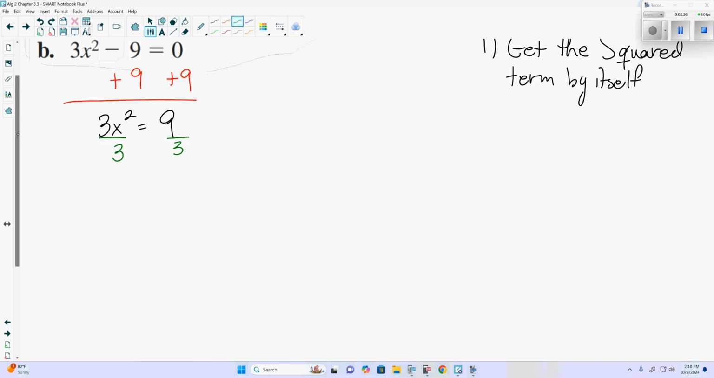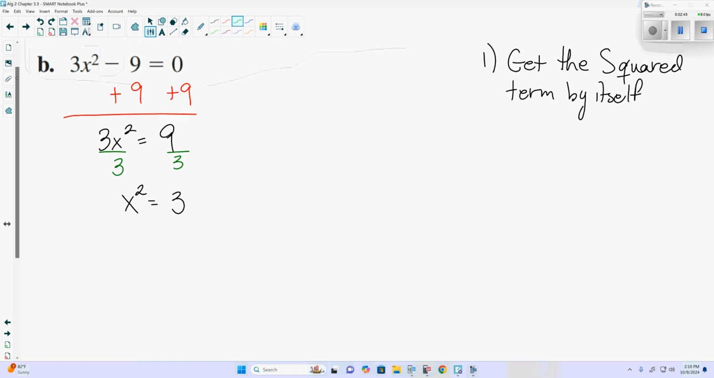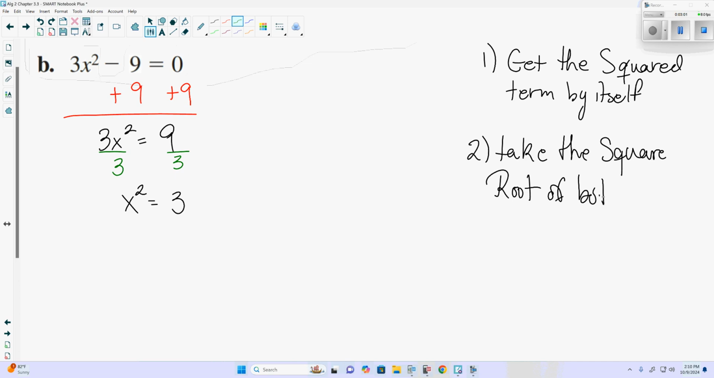Now 3x squared divided by 3 is x squared. 9 divided by 3 is 3. Did we get the x squared term by itself? Step number 2: take the square root of both sides. We need to take the square root of both sides.